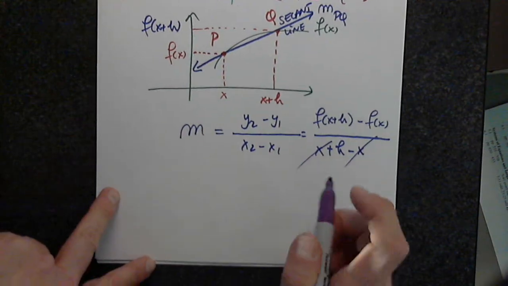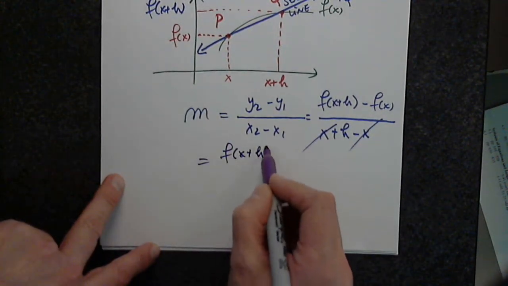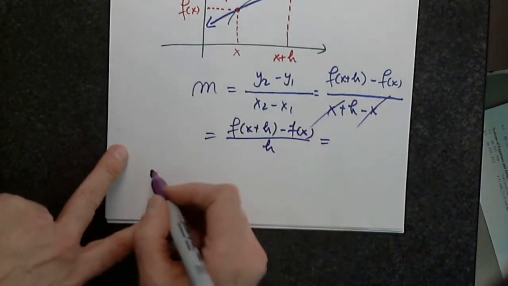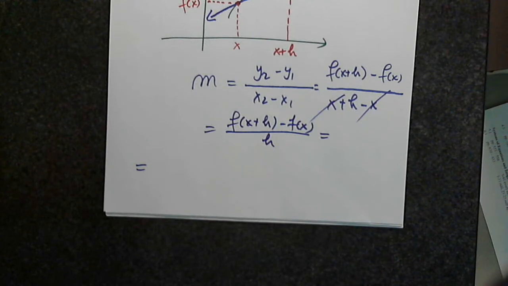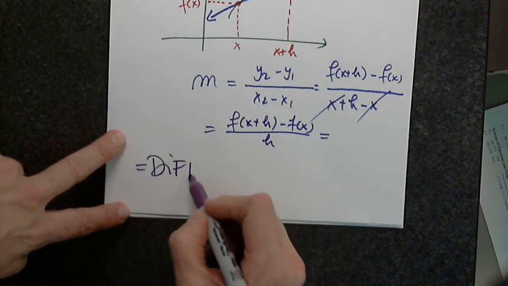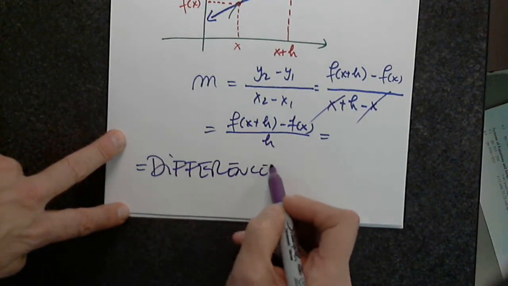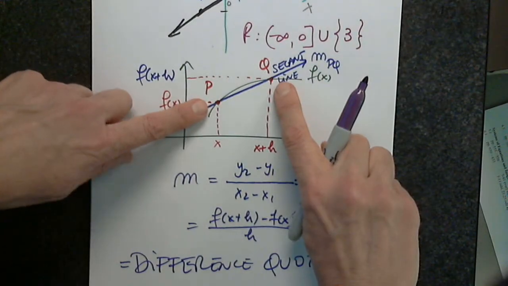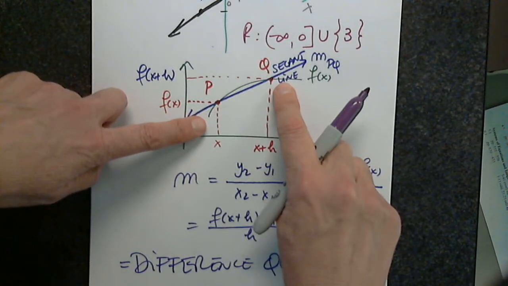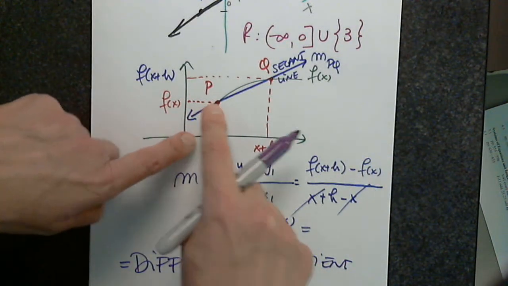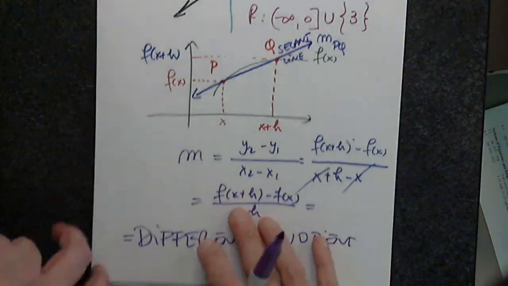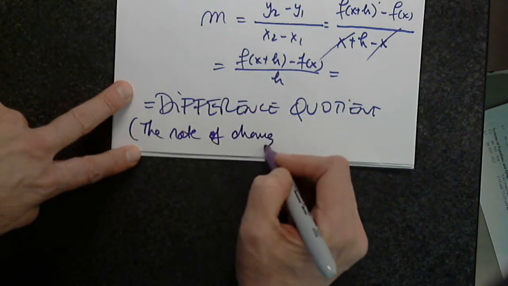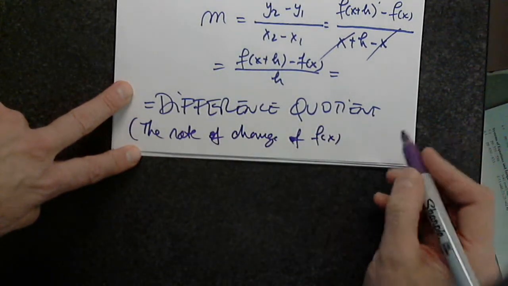So it happens that these two go away. The simplified form is f of x plus h minus f of x divided by h. This has a very important name. It's a very important expression. It's called the difference quotient. It gives us the rate of change of this function when there is a change in x. So it represents the rate of change of f of x between p and q.